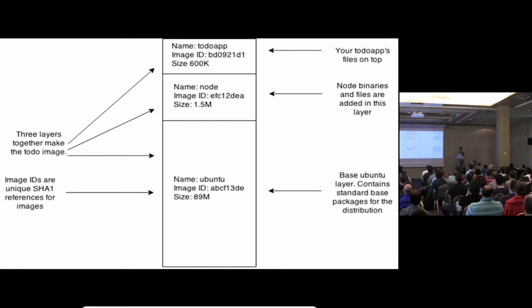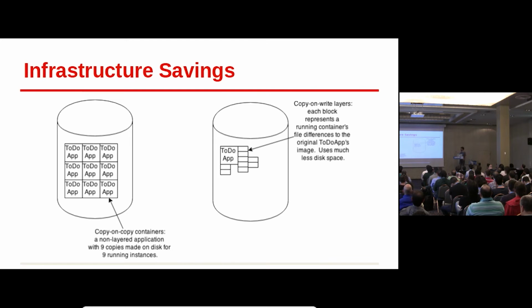It means that the amount of disk space you need to represent an application is very low, and you end up with huge infrastructure savings. So in a situation where you have here on the left 9 copy-on-copy containers, 9 instances of this take up 9 times the space. On this one, you have the to-do app, you have the differences just stored from the first one. So the amount of space you take up is relatively small.